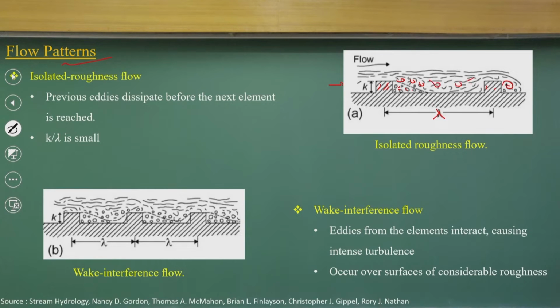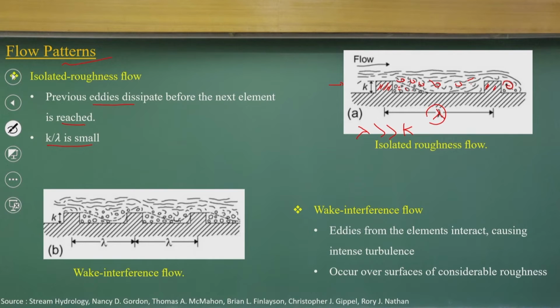When this lambda is much larger than the k value, the eddies generated by the first roughness do not affect the flow structure at the next one. So k by lambda is small, or the lambda is much larger. We are representing the bed roughness as an equivalent of the k height, spaced at the lambda distance.